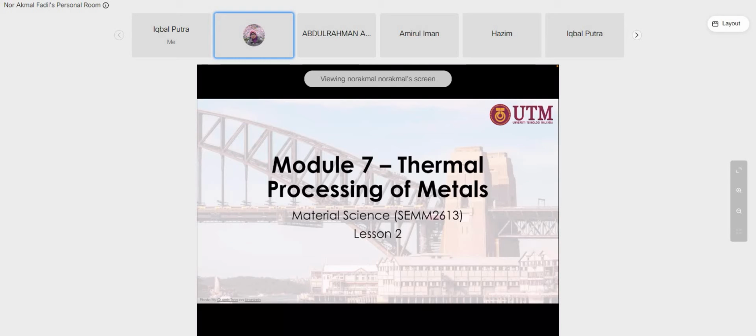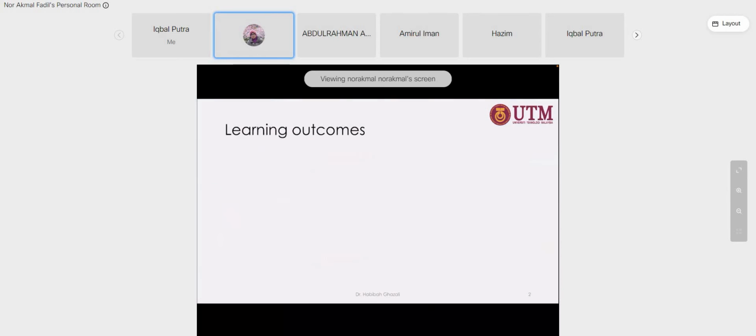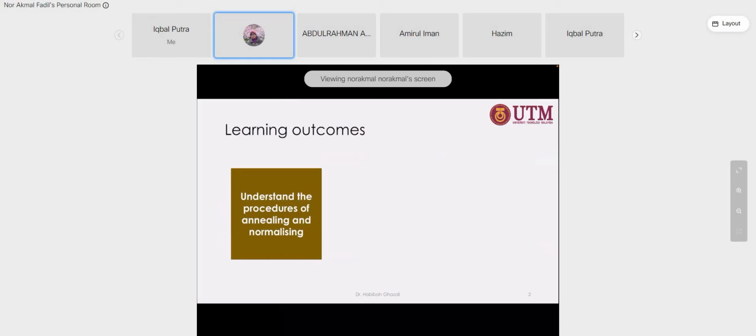We learn from the phase diagram into the application. Okay, for this one, the application we call it thermal processing of a metal, especially in this module, we specify in iron or steel. Okay, iron carbon. So at the end of this lesson, you should be able to understand the procedures of annealing and normalizing. What is annealing?